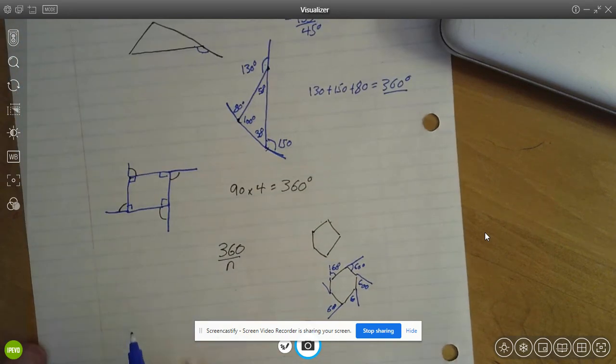And again, we can now use what we know about exterior angles to solve problems about missing angles and missing sides.